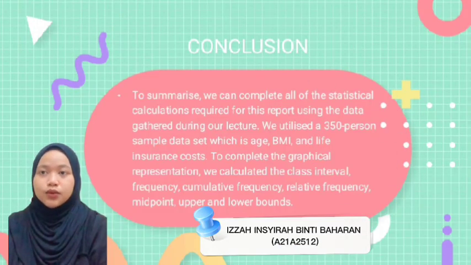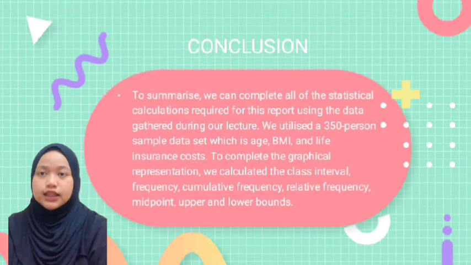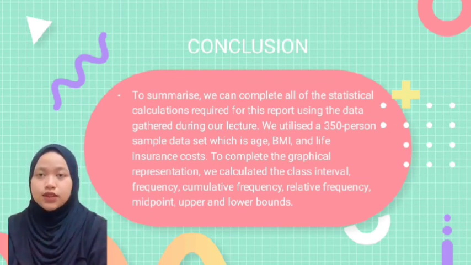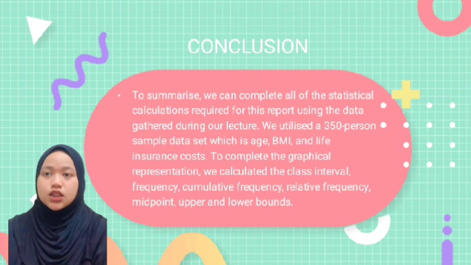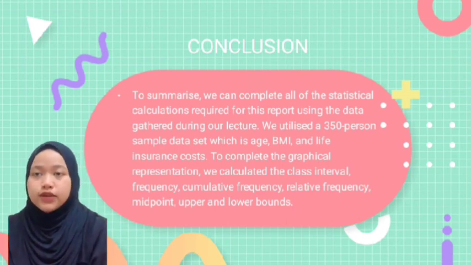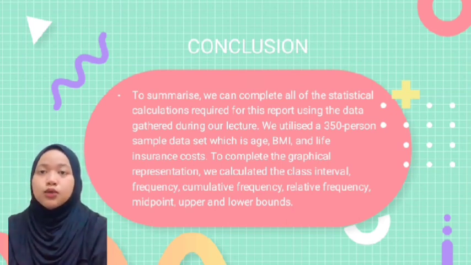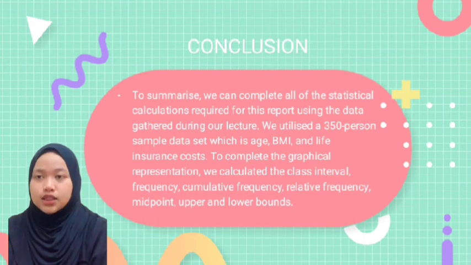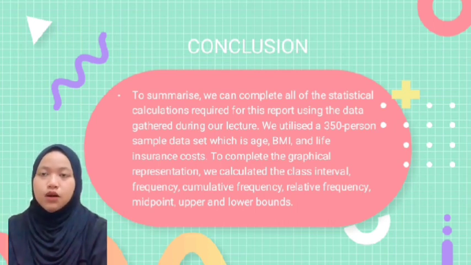Conclusion. To summarize, we completed all the statistical calculations required for this report using the data gathered during our lecture. We utilized a 350 sample data set, which is age, BMI, and life insurance costs. To complete the graphical representation, we calculated the class interval, frequency, cumulative frequency, relative frequency, midpoint, and upper and lower bounds.